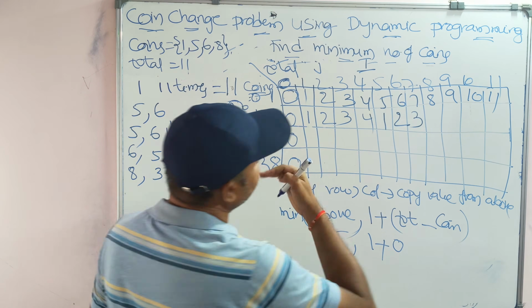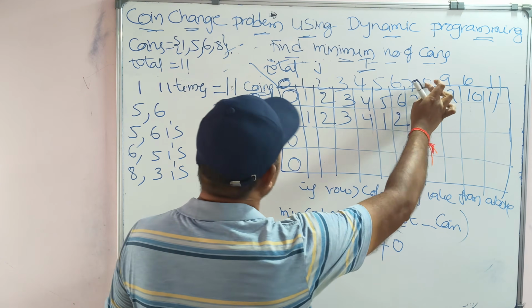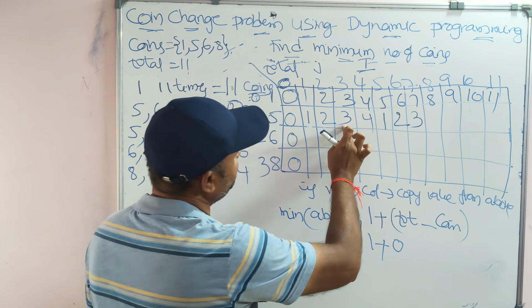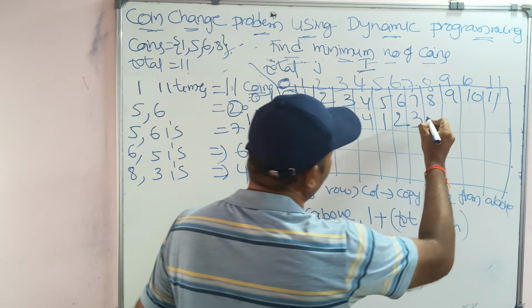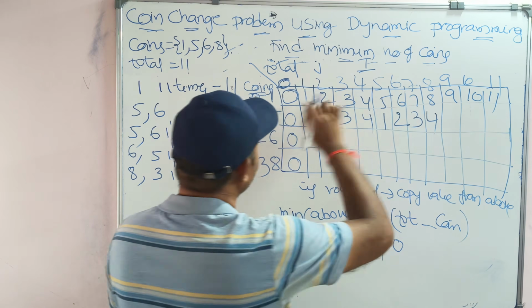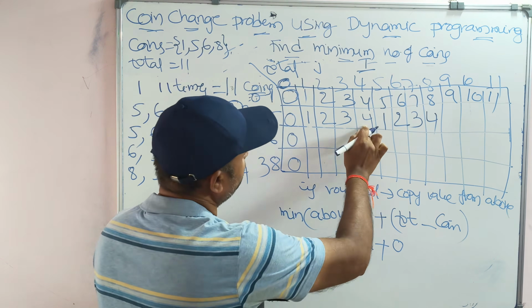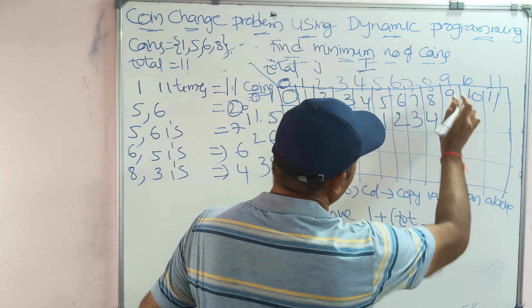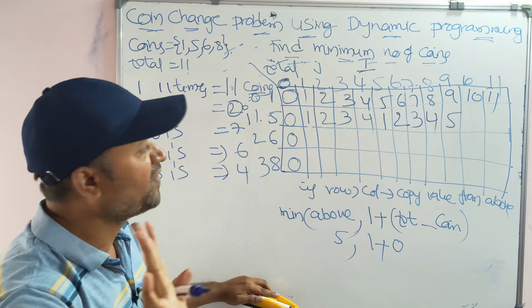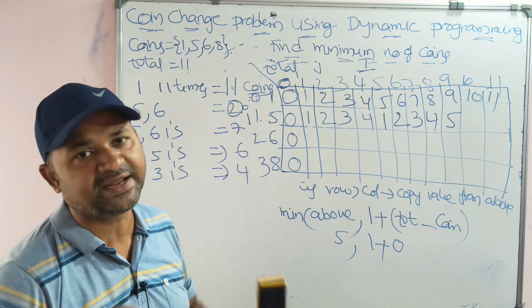Next, in order to make 8, how many coins are required? 8 minus 5 means 3. In the same row, go to the 3. 3 plus 1 means 4. Out of 8 and 4, 4 is the minimum. Next, 9 minus 5 means 4. So in the same row, go to the 4th column, which has 4. So 4 plus 1 means 5. So in order to make 9, 5 coins are required: one 5 coin and four 1 coins.